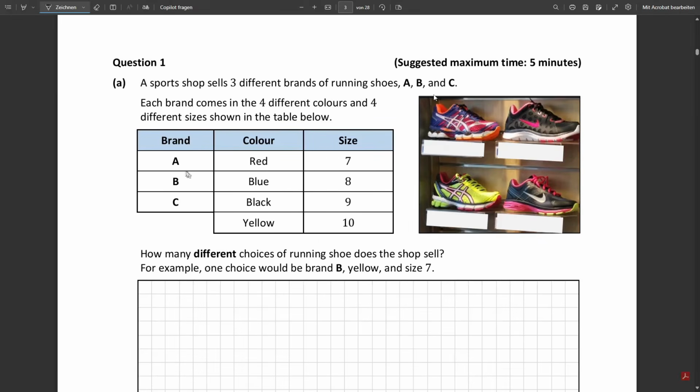So we're just multiplying the numbers together, because then we can have 16 for brand A, 16 for brand B, and 16 for brand C. So basically we're just going to have 3 times 4 times 4, which gives you 48 choices. I'll always write that in just in case.